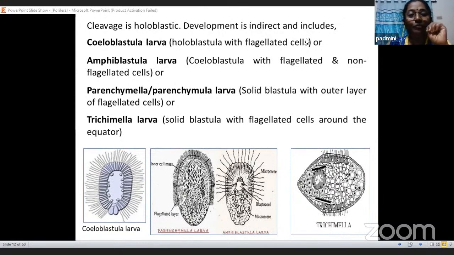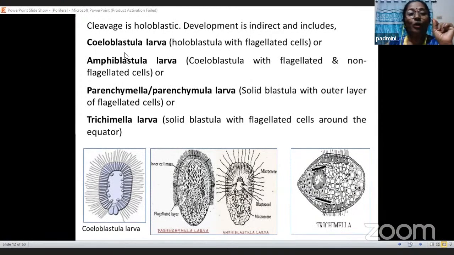What are the 4 different types of larval formation? It can be coeloblastula larva, amphiblastula larva, parenchyma or parenchymula larva, or trichimella larva. So these are the 4 different larval forms that you find. If you can remember, it is well and good. If you don't remember, just talk about the cleavages, the holoblastic type of cleavage.